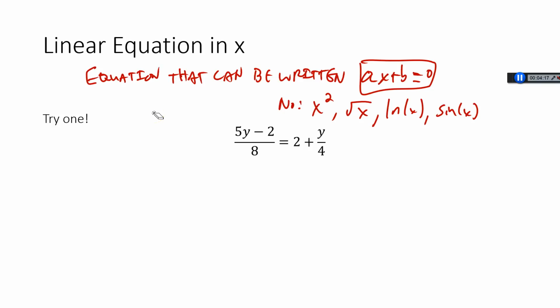That's a little secret of mine. I do like fractions quite a bit, but that's because I'm a math teacher. But if you try this and you don't want to deal with those fractions all the time, watch this. I'm going to multiply both sides by something.